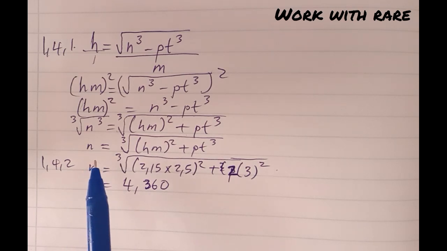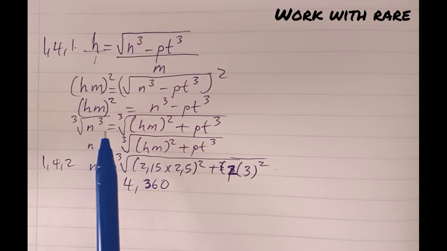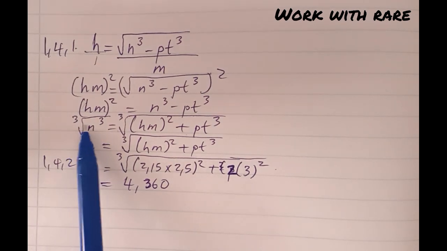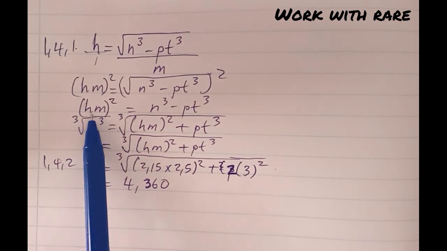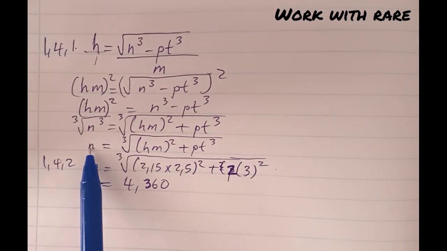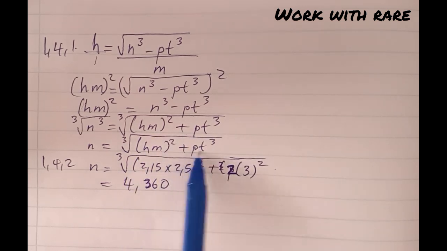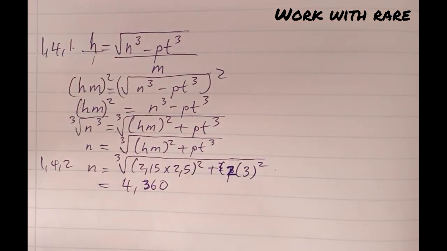Okay, now since I have n to the exponent 3 and I want the value of n, let us cube root both sides. So if we cube root both sides, this side I will remain with n, but this side I will remain with the cube root of everything here. So this is your final answer.